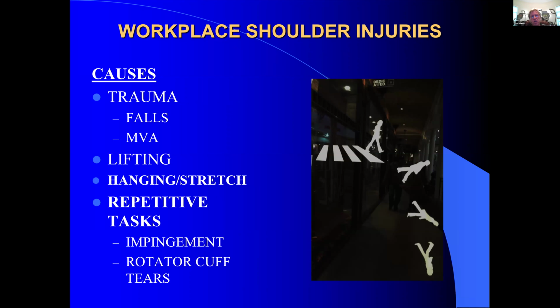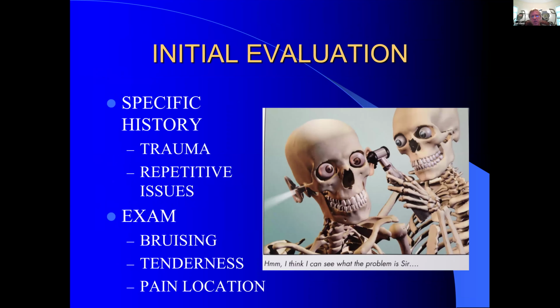But more often than not, workplace injuries are repetitive in nature. In other words, you do the same thing every day for 8 hours, painting a ceiling, even typing. Due to impingement, this causes wear and tear on the shoulder and ultimately can lead to small attritional rotator cuff tears.